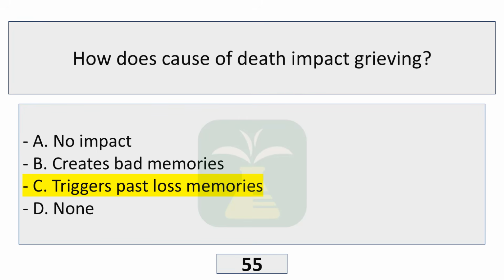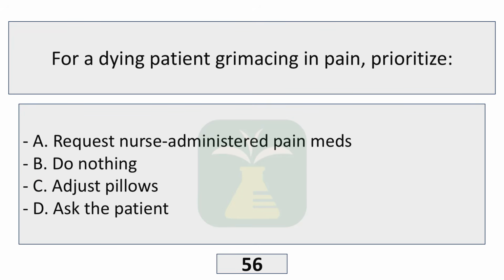Circumstances can complicate grief. For a dying patient grimacing in pain, prioritize A. Request nurse-administered pain meds. B. Do nothing. C. Adjust pillows. D. Ask the patient. Correct answer: A. Request nurse-administered pain meds. Pain management is critical in end-of-life care.